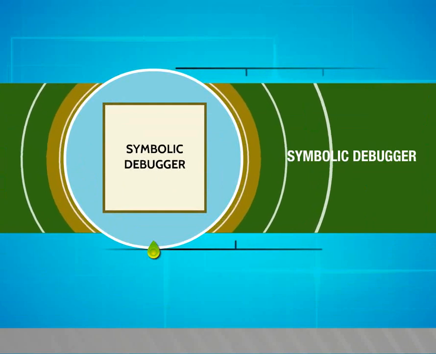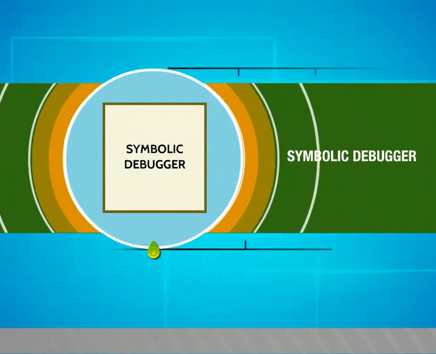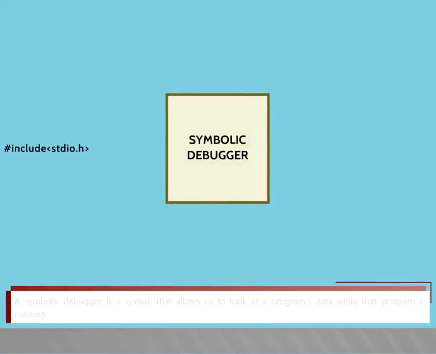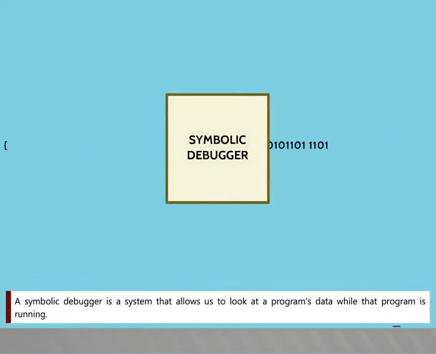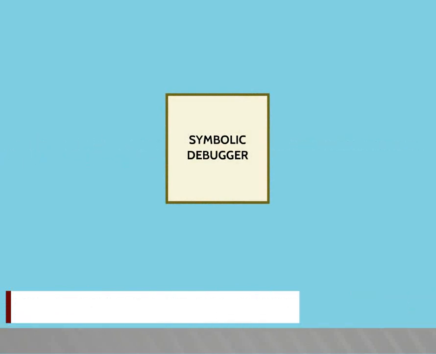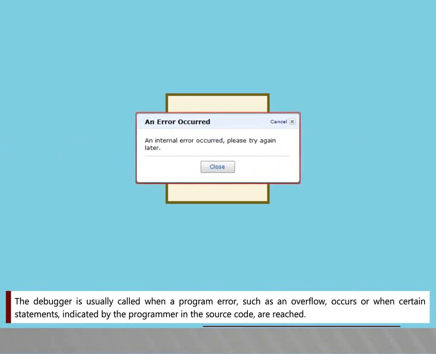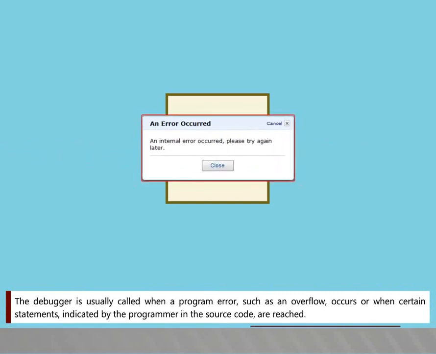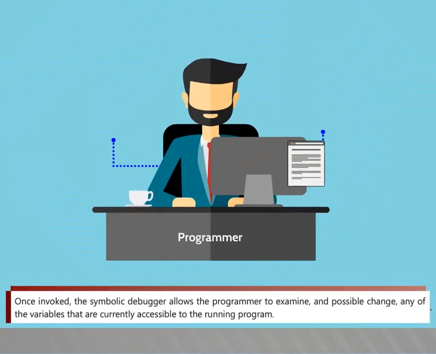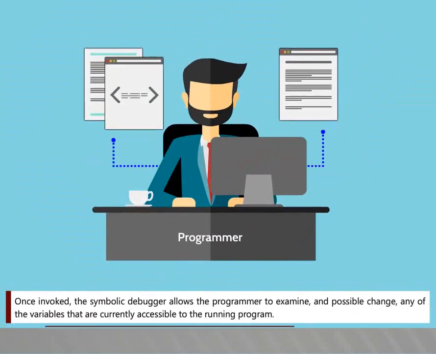Symbolic Debugger. In this video, we are going to see about the symbolic debugger. A symbolic debugger is a system that allows us to look at a program's data while that program is running. The debugger is usually called when a program error such as an overflow occurs, or when certain statements indicated by the programmer in the source code are reached. Once invoked, the symbolic debugger allows a programmer to examine and possibly change any of the variables that are currently accessible to the running program.